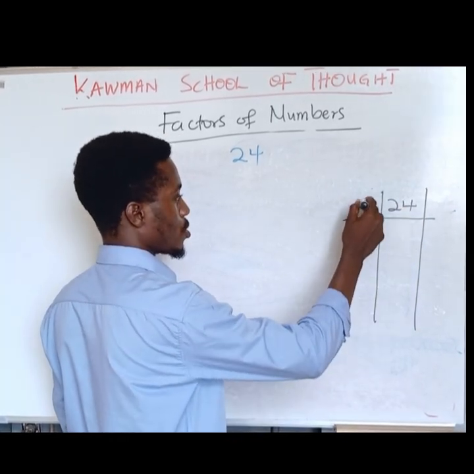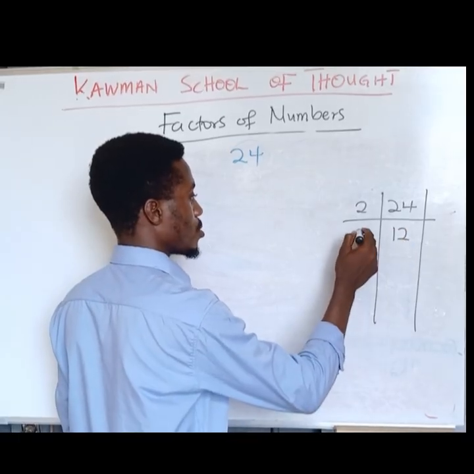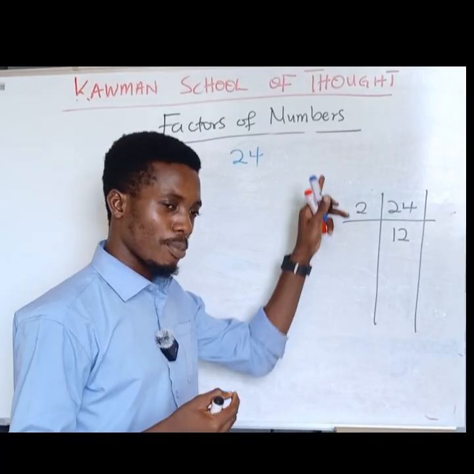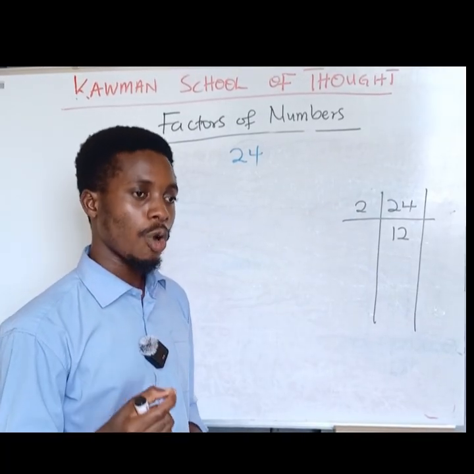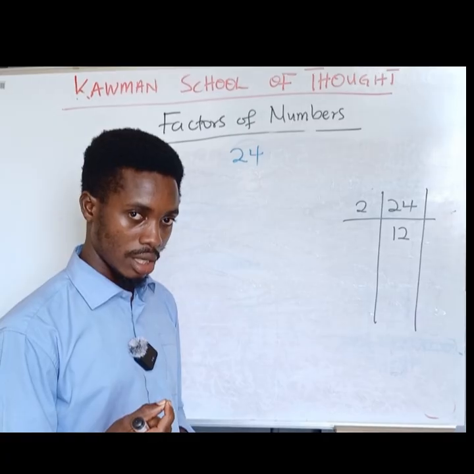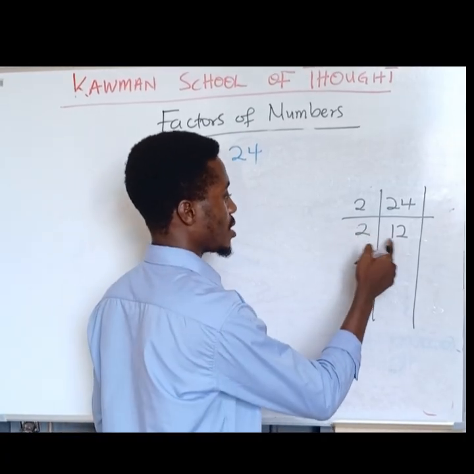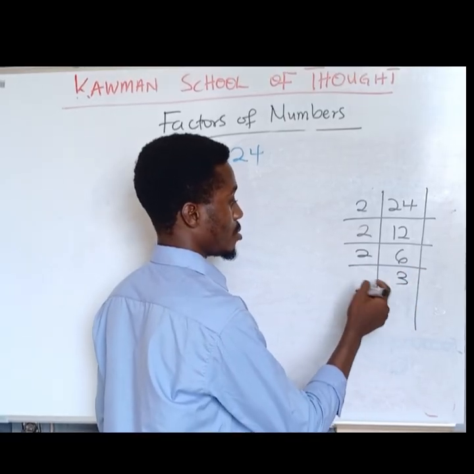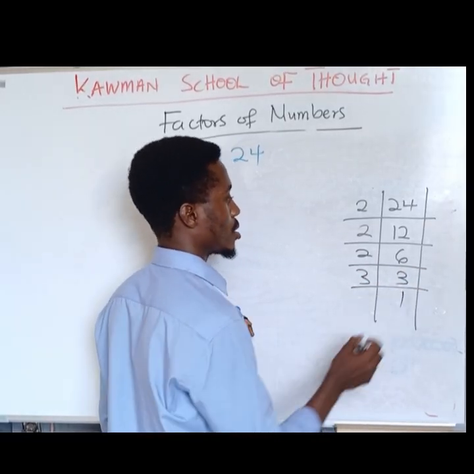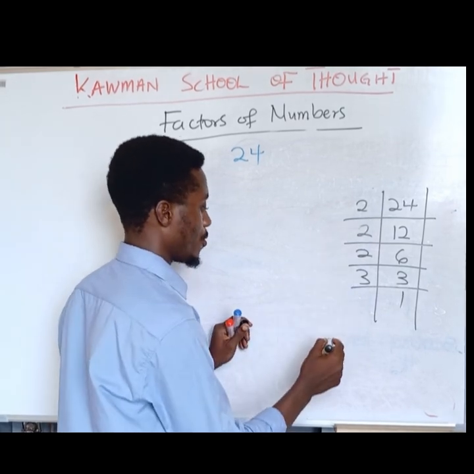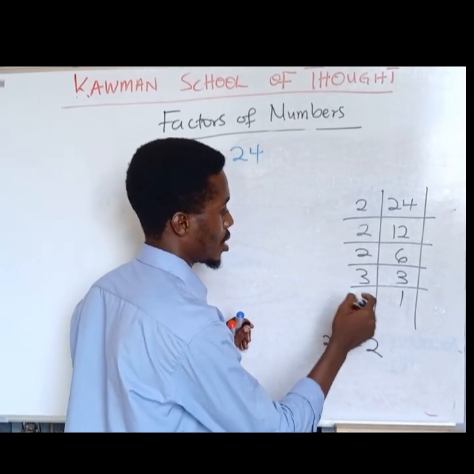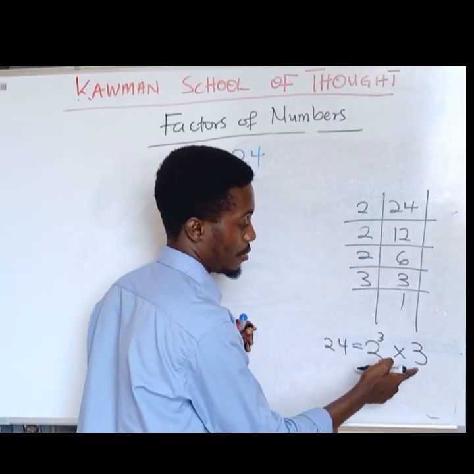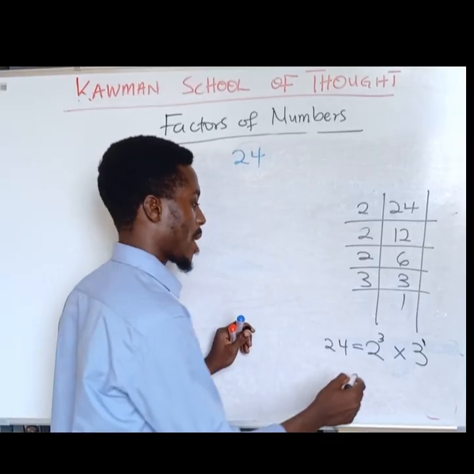So 24. 2 goes into 24 how many times? 12 times. Mind you, I'm still repeating this. We are only going to use prime numbers to divide this. That is why it's called prime factorization. So 2 divides 12 how many times? 6 times. 2 divides 6 how many times? 3 times. And then 3 divides 3 once. So we are going to deal with these numbers. So 24 is going to be equal to 2 raised to the power 3 times 3. If it's just 3, then you raise it to the power 1.